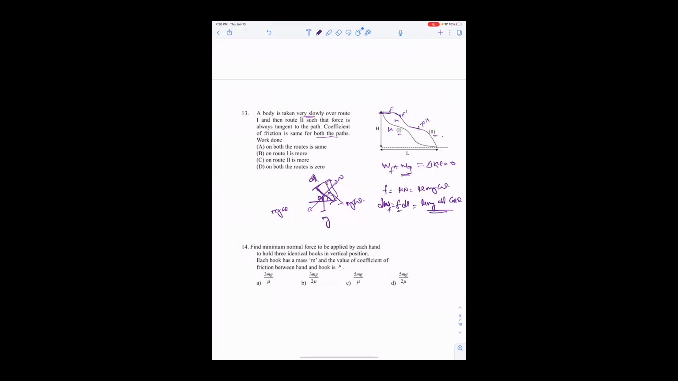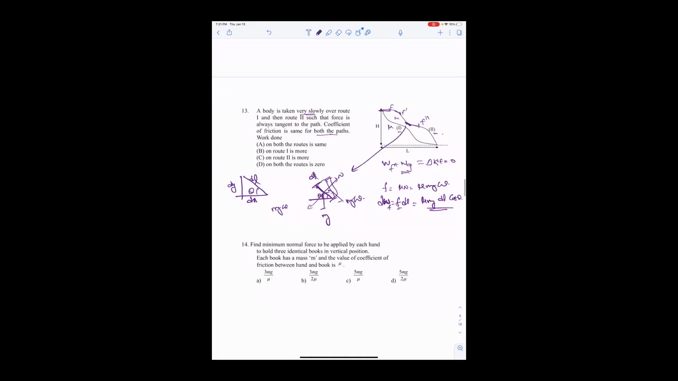Now in this triangle, let me draw this. This is the triangle, dl. The horizontal displacement is dx, the vertical displacement is dy, and the length is dl. So this small length, I'm expanding it here. You understood? So I can write dx is equal to dl cos theta. Instead of dl cos theta, I will write dx. So small work done is mu mg into dx.